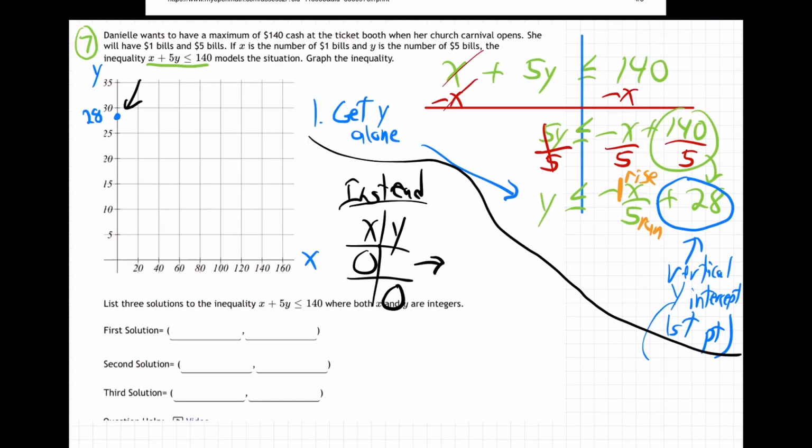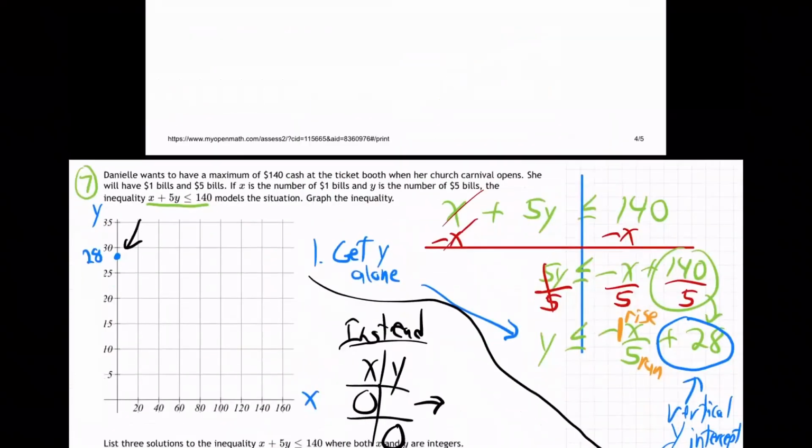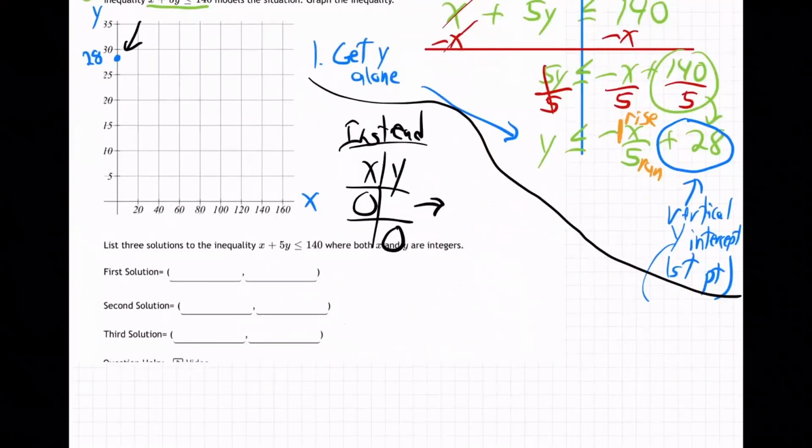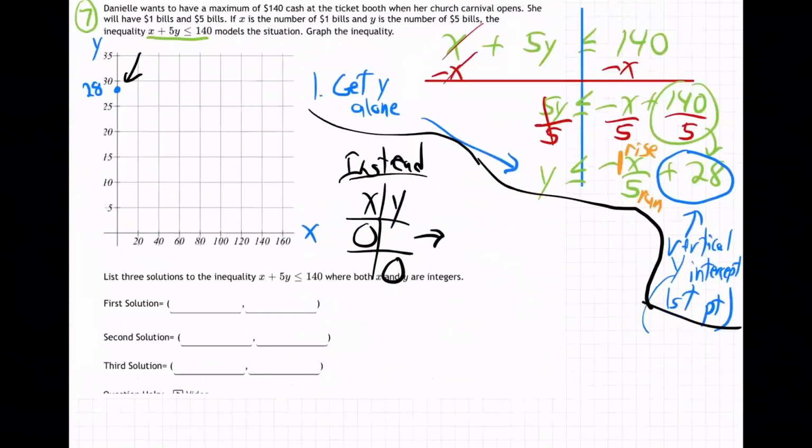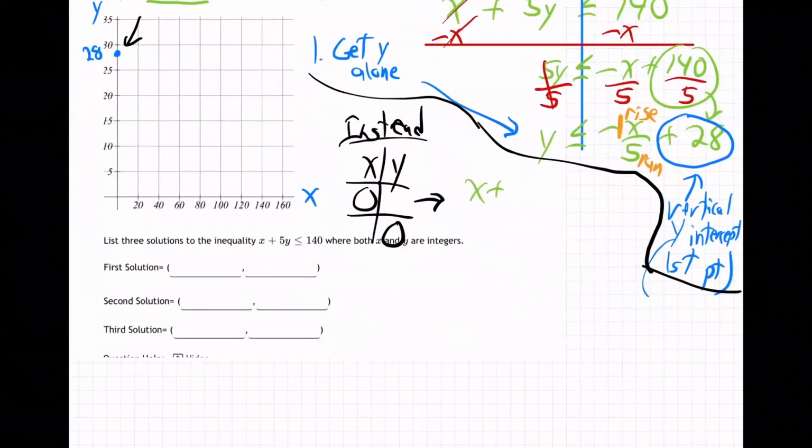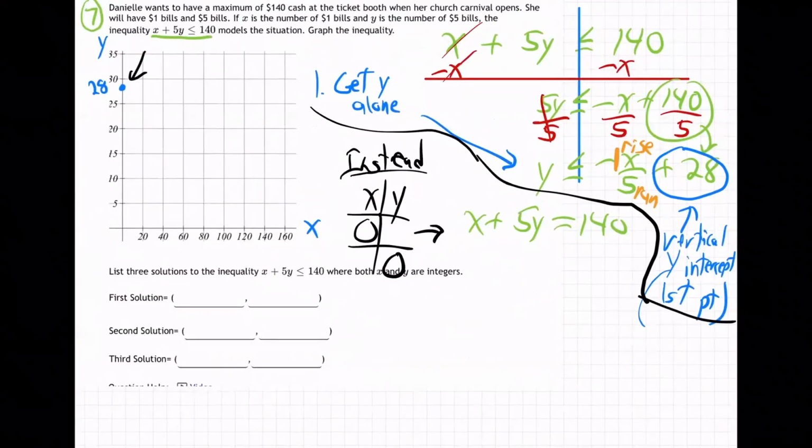Let me show you. When you put 0 in for X to the original, I'm just going to grab the original equation again, which is X plus 5Y, and I'm going to make it equal 140. I hope I'm not confusing you. Why am I making, I think you might be saying, Mr. Aaron, it's less than or equal to, why are you making it equal?